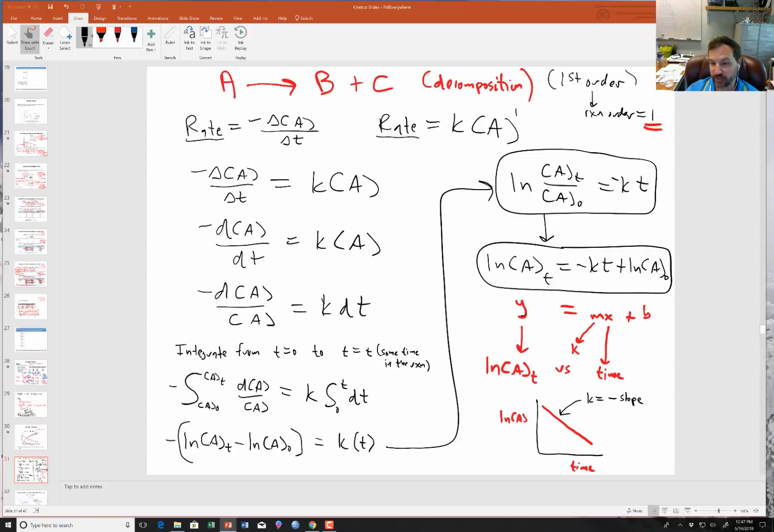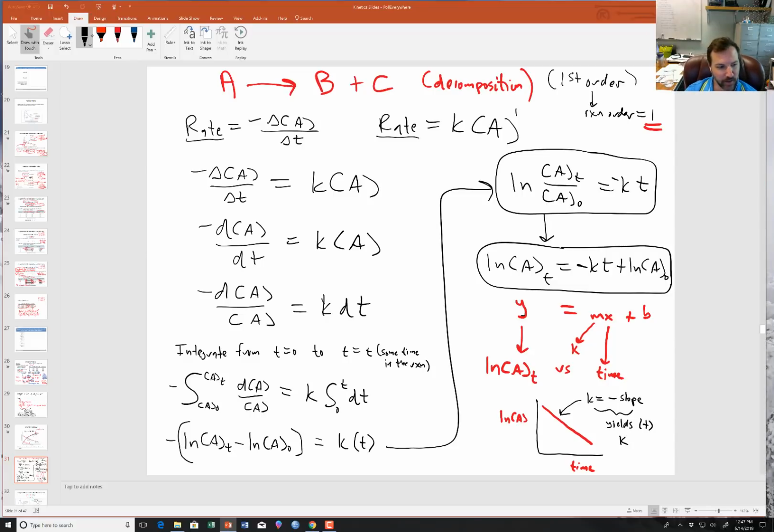Now also notice that we have to take the negative of the slope, right? Because we see the negative sign in our expression, but we can see that with this plot, the slope would be negative, and we want to have a positive rate constant. So if we take the negative of a negative slope, that gives us a positive k, which is of course what we want. We want to be able to express the rate constant as a positive.